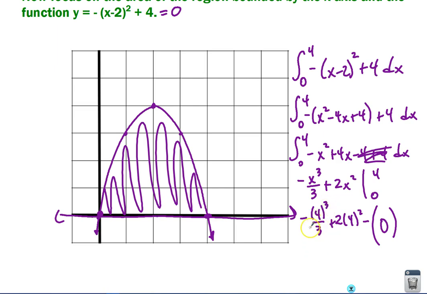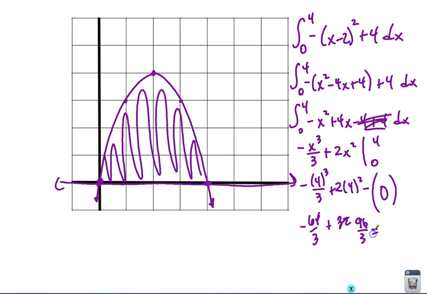So 4 cubed over 3, so negative 64 over 3 plus, what is that? 16 times 2 plus 32. So 32 would be over 3, so this would be 96 over 3, right? Because 32 times 3, yeah. So 96 minus 64, so this is going to be 32 over 3. So that is the area under the curve here.